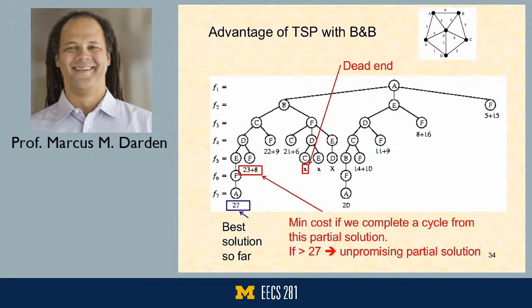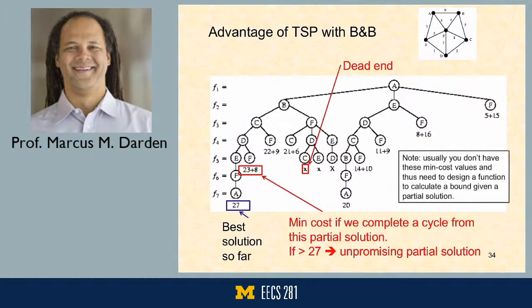All right? So I'll start out and just go A, B, C, D, E, F, A, and right, that gets me from the top all the way down here. I say, well, I can get back home with a 27. So now I'm looking for any solution that's going to be cheaper than 27. All right? So I try my next one.